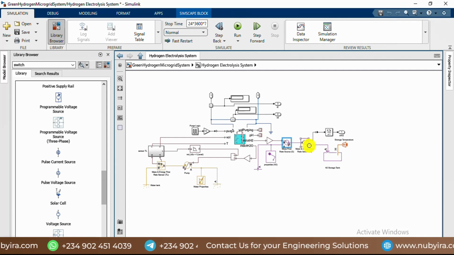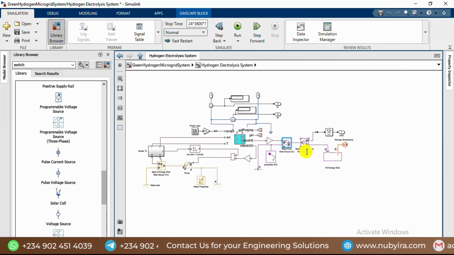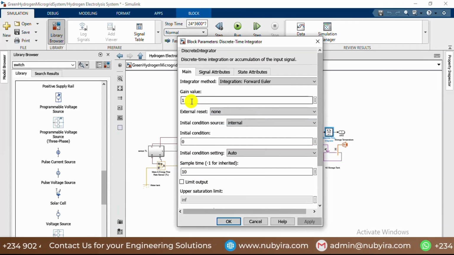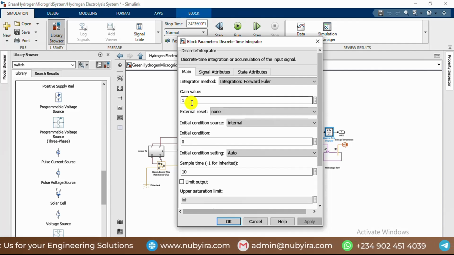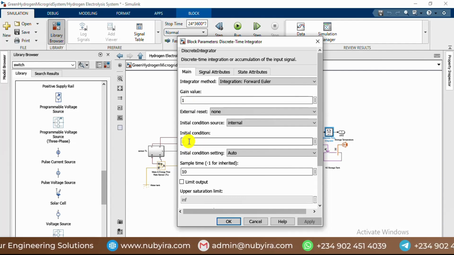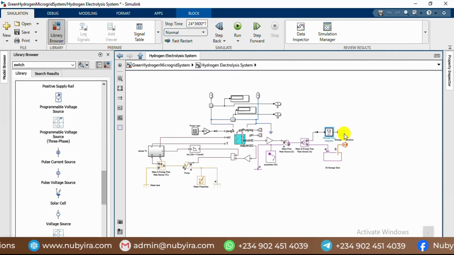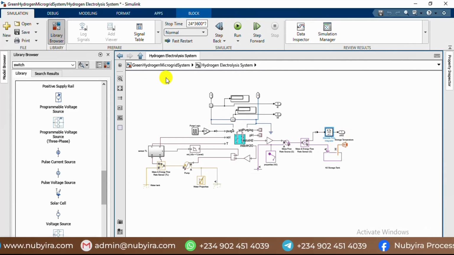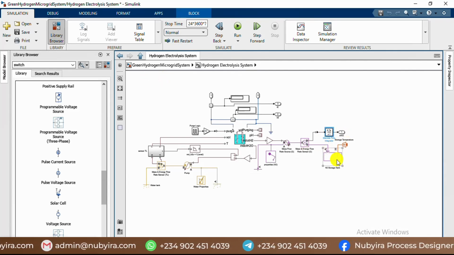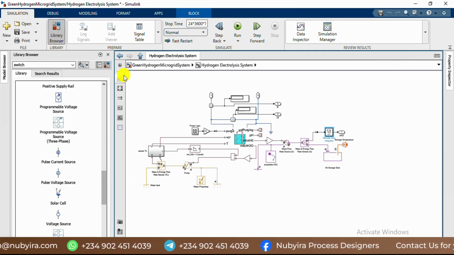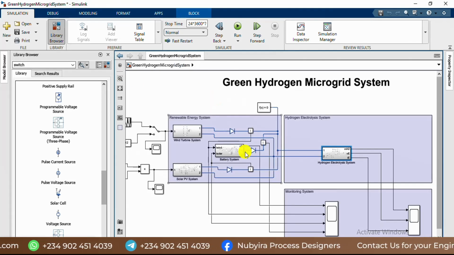Then the measured mass flow rate and the energy flow rate is sent to this place to calculate the accumulated amount of hydrogen that is being produced during the simulation run. So it is initially at 0, then as time goes on it's going to increase. You understand? Then it is recorded here in mAh. Then the flow is sent into this storage tank. You understand? So that's for the process.